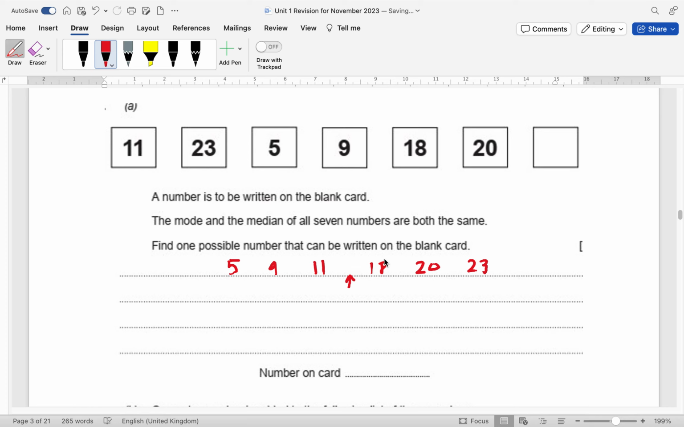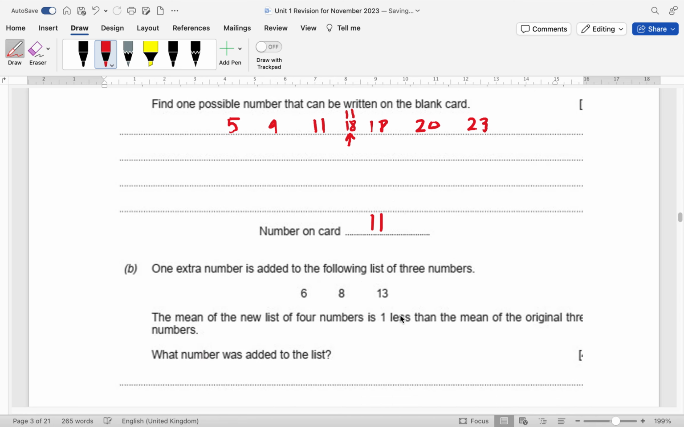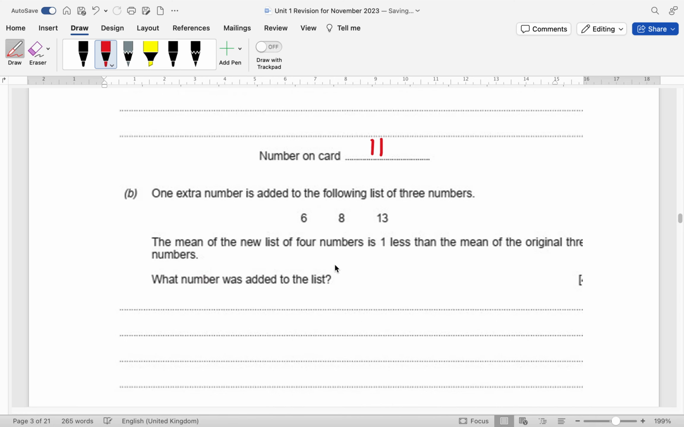What I need to do is add another number into this list so that the median and mode are the same. Well, there's two options I can put there. I can either put another 11, which would then make 11 the median and 11 the mode, or I could put another 18, which would make 18 the median and 18 the mode, right? So either of those answers, I'm plumping for 11, but if you put 18, that's also correct, okay?